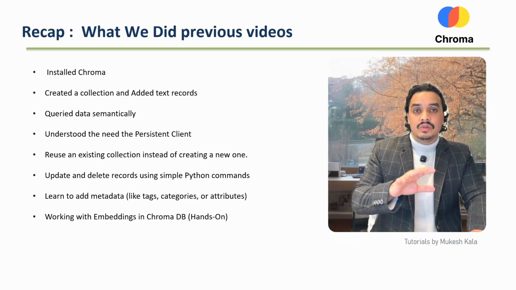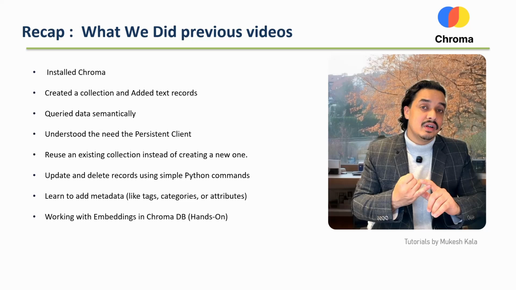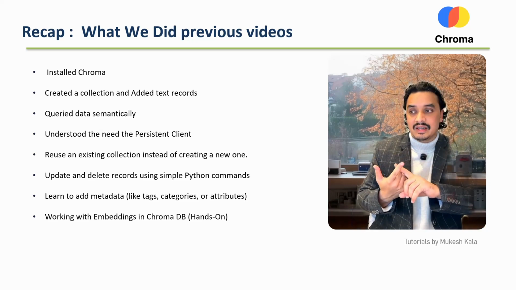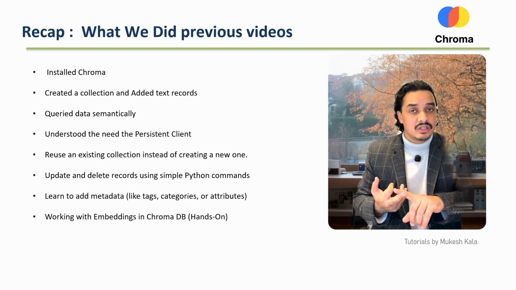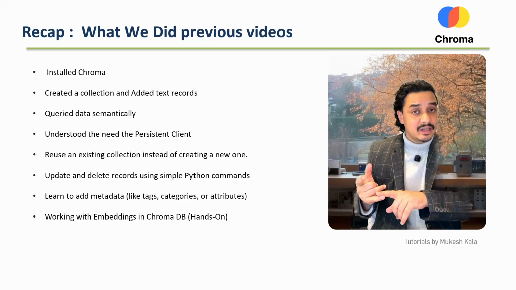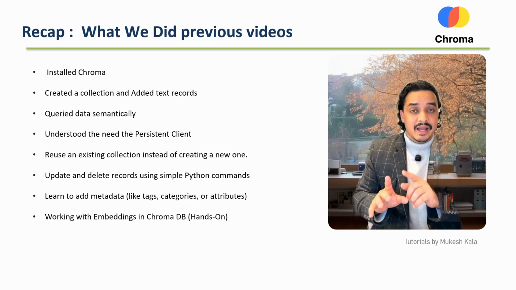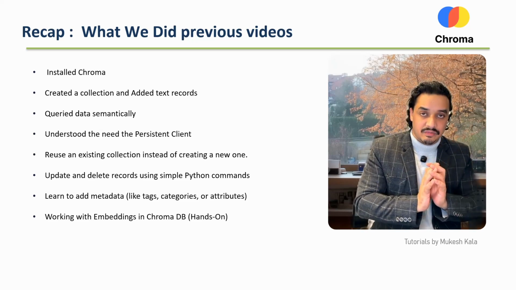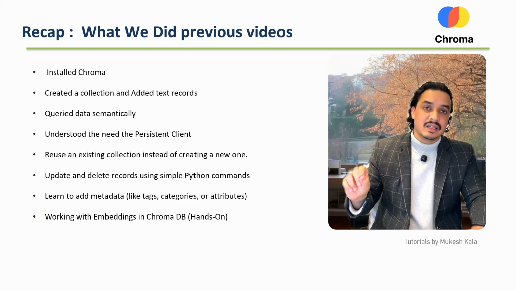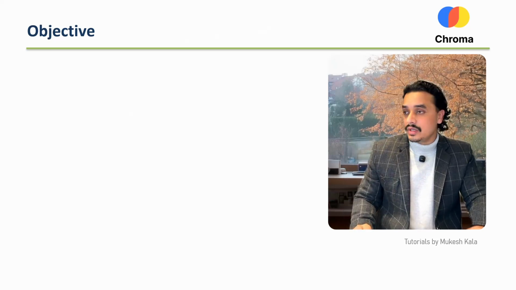In case you are directly jumping to this video, in the previous videos we have already covered how you can install Chroma, create a collection. We have seen why a persistent client is important. We have seen how you can reuse a collection, create, update, retrieve, delete, all of that is covered. We have also seen metadata, and in the recent video we also covered how to do embedding, which was more on the practical side. In case you are not familiar with any of these, please find the playlist link in the description for your reference. Let's see the objective for today's video.